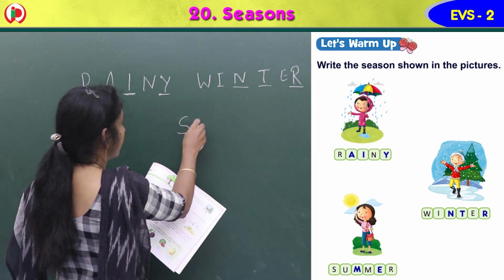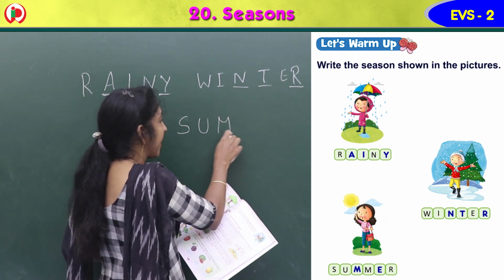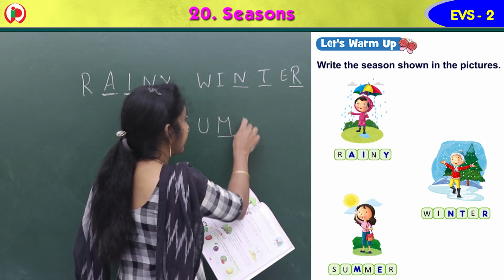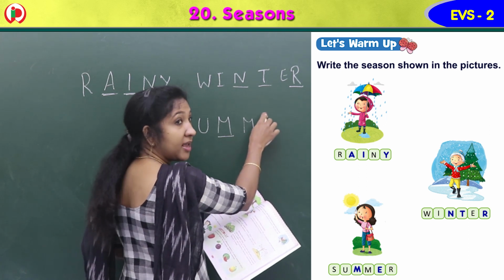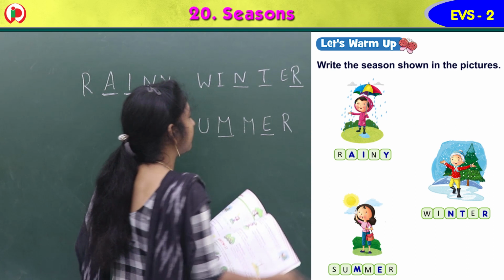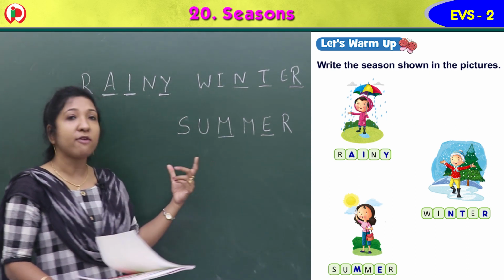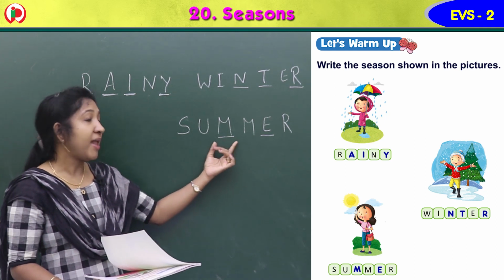S is given there, U is given there. Then you have to fill the next letter, it is M. Then the next letter is there, M. Then again the next letter you have to fill, it is E. Then R is already there, isn't it? S-U-M-M-E-R, summer. You have to fill up the blanks there.